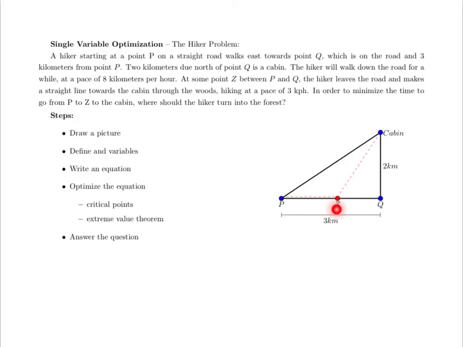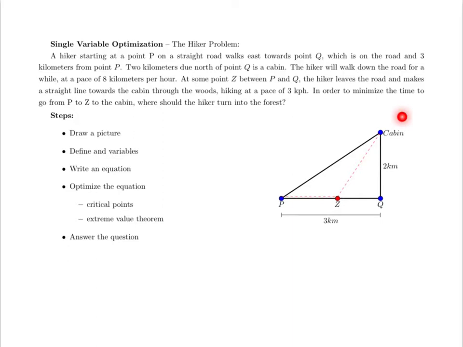So, the steps we're going to follow are: draw a picture. Well, we have our picture here. I was nice enough to give that to you. But if I didn't give that to you, you would have to reason through this problem and actually draw the picture. Then we need to define some variables, write an equation, and then the optimization stuff comes in, and critical points, derivatives, things like this.